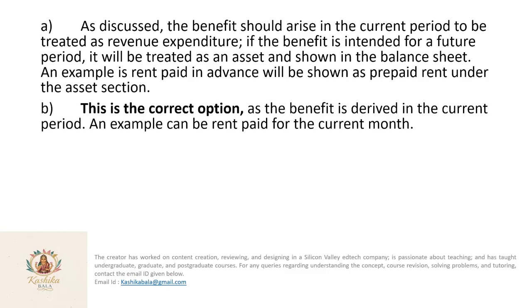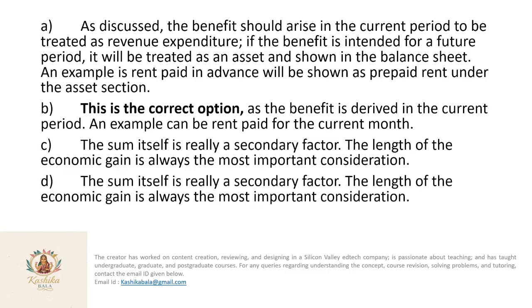Second, this is the correct option as the benefit is derived in the current period. Let us take the same example, where rent is paid for the current month. For options C and D, the value is a secondary factor. The length of economic gain is always an important consideration. That means here we will basically be understanding whether the benefit has been derived in the current period, or whether it is in a staggered period, or whether it is in the future period.